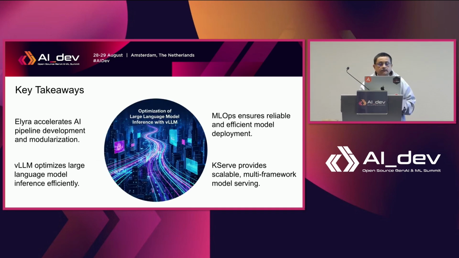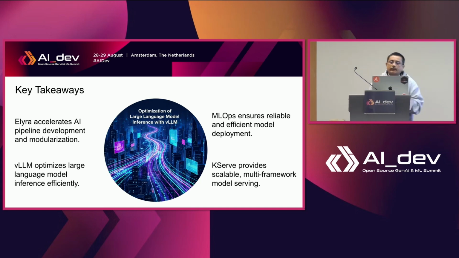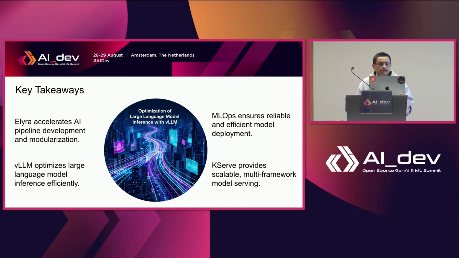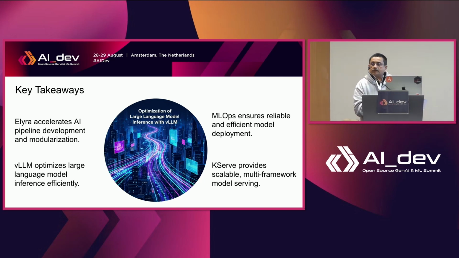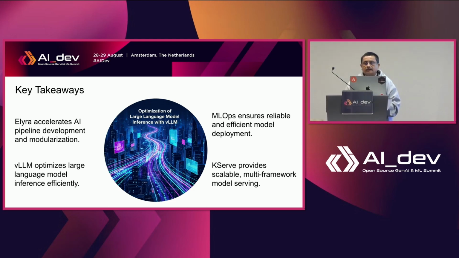Right, time check. Cool. So, key takeaways. This is, I think, the last slide. Elyra will accelerate your AI pipeline development and modernization. vLLM optimizes your large language model inference efficiently. MLOps ensures that reliable and efficient models are deployed on your environment, and KServe provides scalable multi-framework model serving. So these are the 4 key takeaways for you from my session, basically.